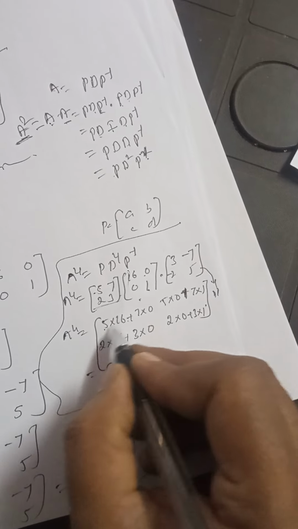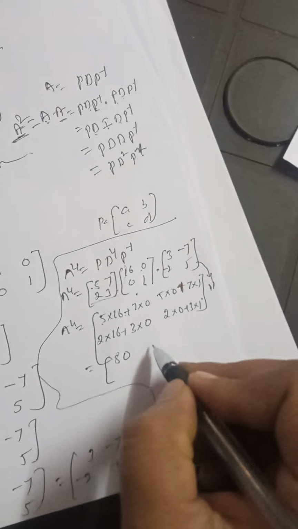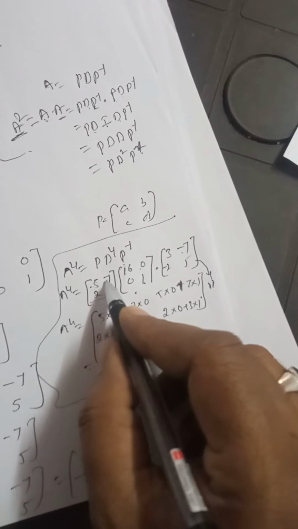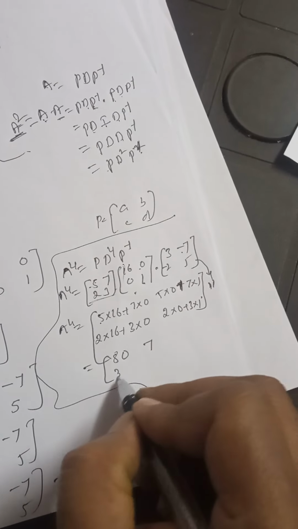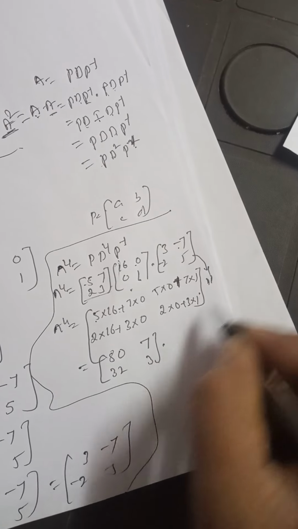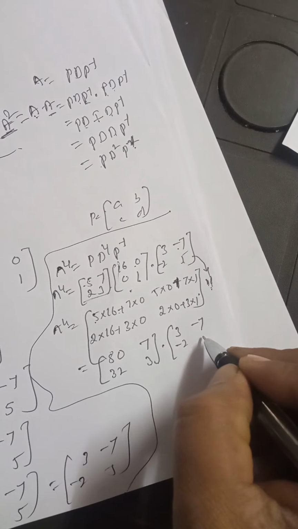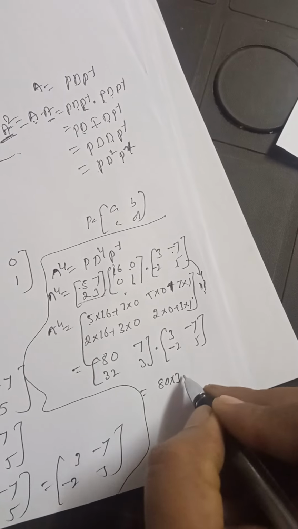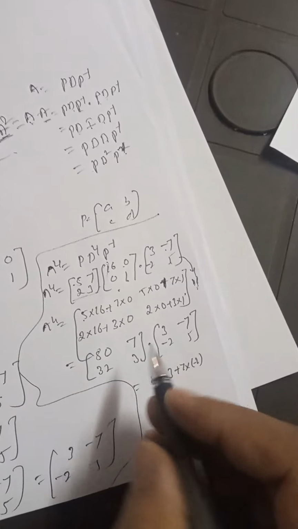5 into 16, 5 sixes are 30, 80. 7 into 0 is 0. Oh sorry, this is this one, no? First we are multiplying, I am getting 7. 2 16s are 32. This one is 0. Here I am getting 3. Into this matrix I have to write, no? See, 3, minus 7, minus 2, 5. Multiply these two: 80 into 3 plus 7 into minus 2. First one I am directly multiplying.